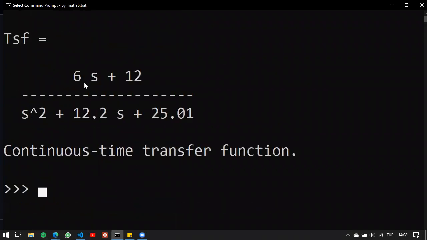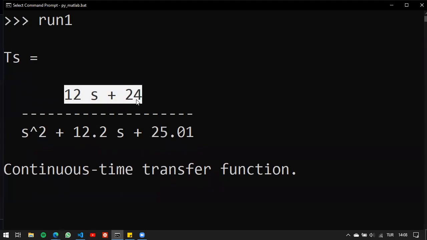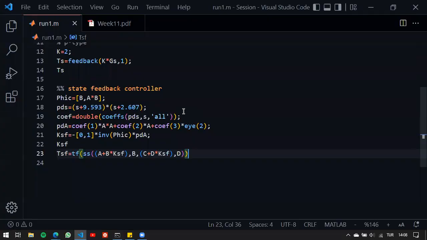But there's a slight difference. You can see that this is 6s plus 12. This is 12s plus 24. So there's a gain difference here. But other than that, it seems like it's the same.